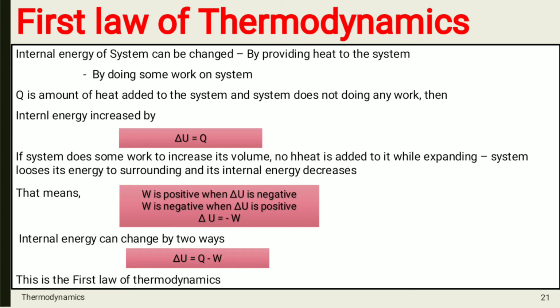So delta U is equal to Q. Now we can consider the second case where the system does some work to increase its volume. No heat is added to the system while expanding. So the system will lose its energy to the surrounding and its internal energy decreases.